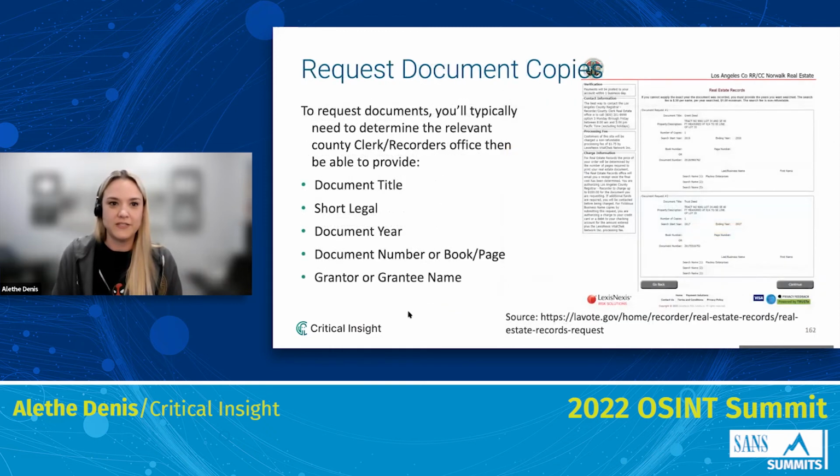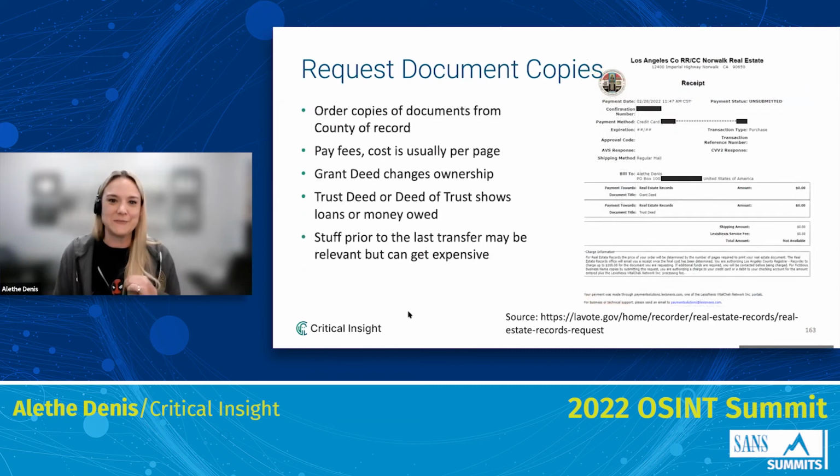So what I went ahead and did was I made a request from the Los Angeles County Recorder's office, and I pulled together the information I discovered: the property document title, the short legal description, the year it was recorded, the document number or the book and page at which it was recorded. And then I had to kind of guess, just based on what I know, the grantor or grantee name, which was required to submit the form, but they didn't seem to mind if it didn't match. So I submitted this order.